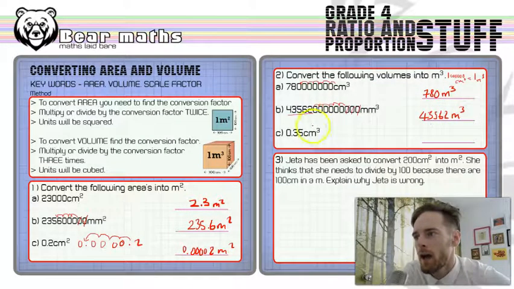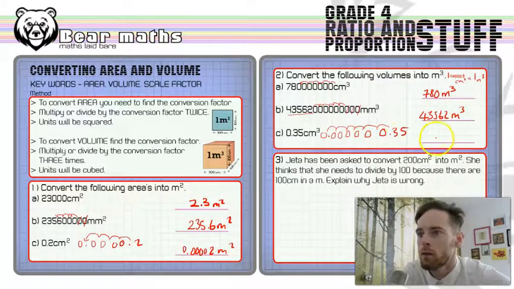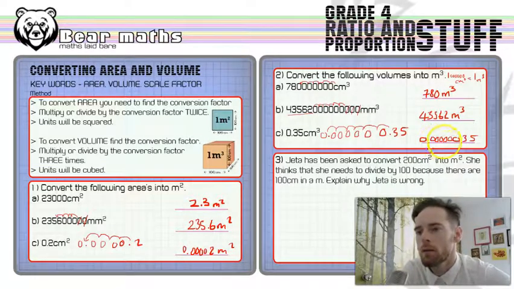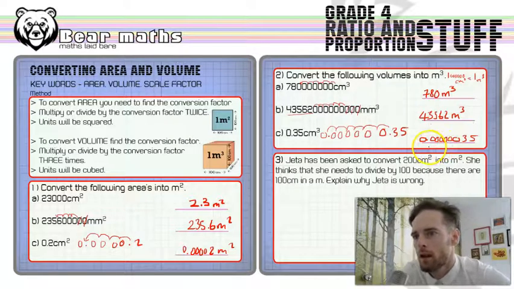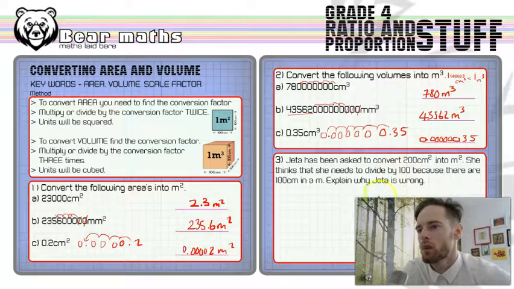And the last one, we've got this decimal again. So again, hopefully you're getting the hang of it. We're going to divide by 1,000,000 because it's in centimeters cubed. So 1, 2, 3, 4, 5, 6 zeros in total in front of the 3, 5. So 0.000000 3 5. Hopefully all of that makes perfect sense. Like I said, pretty tricky thing to understand.